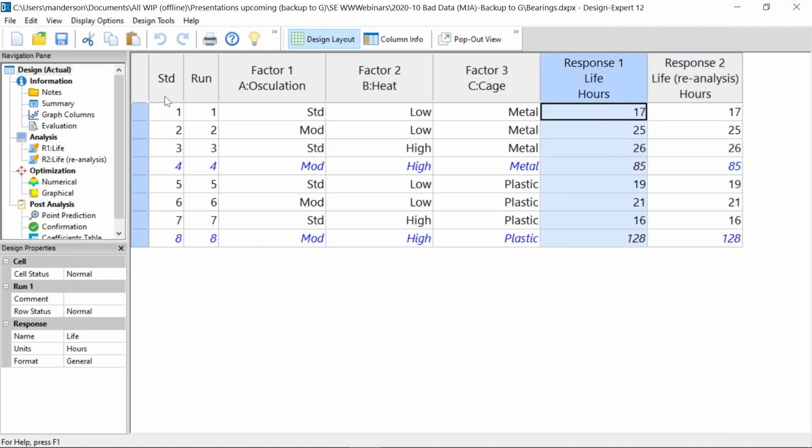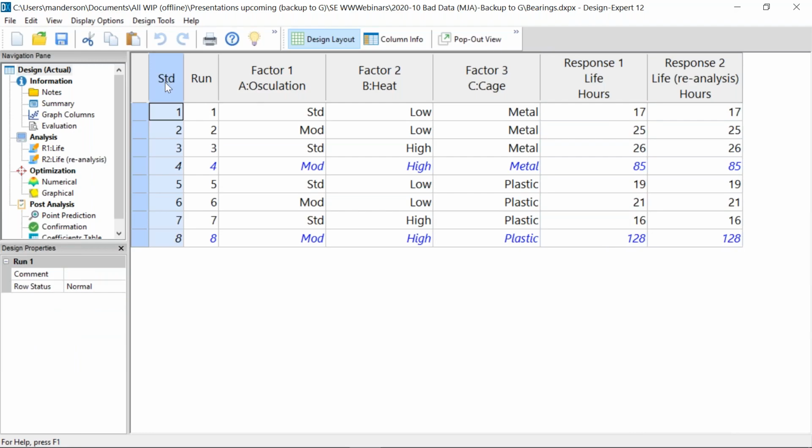This particular data is laid out in standard order, but I hope and I trust, given Box, Hunter and Hunter, that this was actually done in a randomized plan. But I don't know what that original randomized run order was, so I just have these sorted by standard.